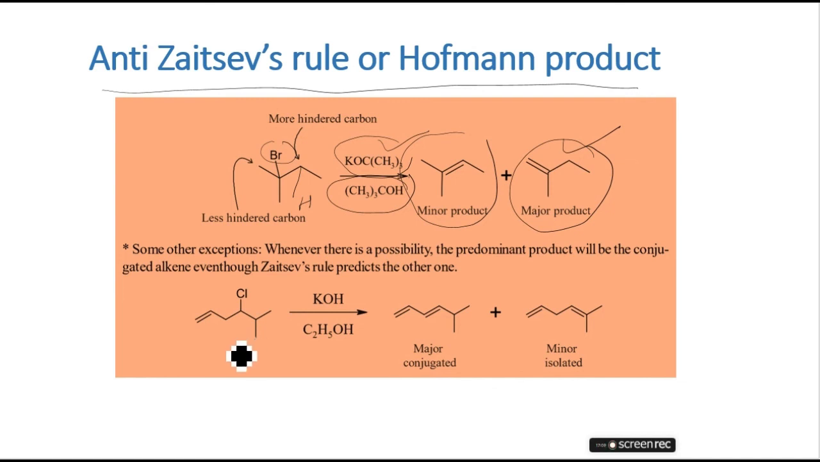Another exceptional case is when chloro is there and a double bond is present. When this hydrogen is removed, this product will be formed. There are two double bonds, and these two bonds are in conjugation with each other, so this is more stable. So this will be the major product, and here the double bonds are not in conjugation and it is less stable, so this will be the minor product.